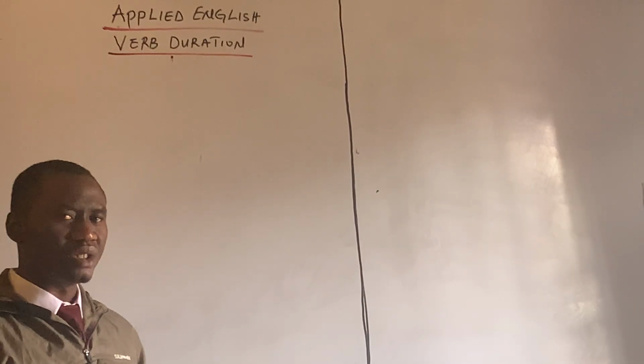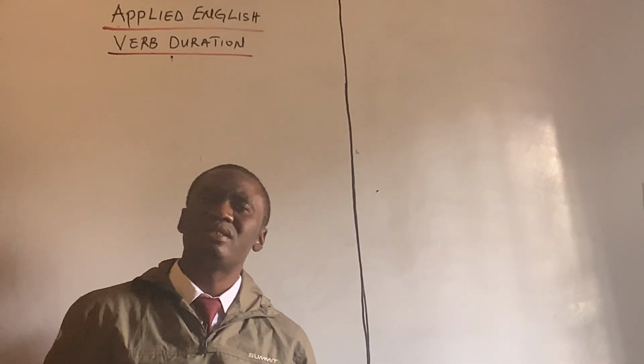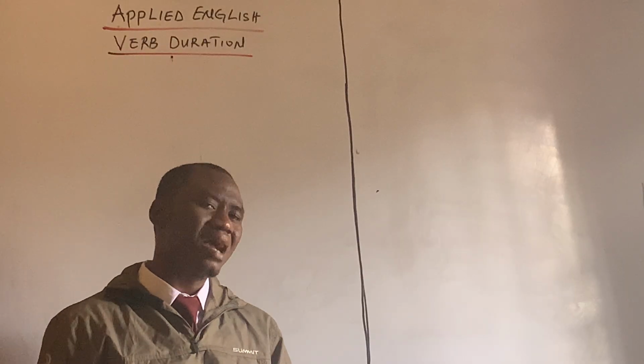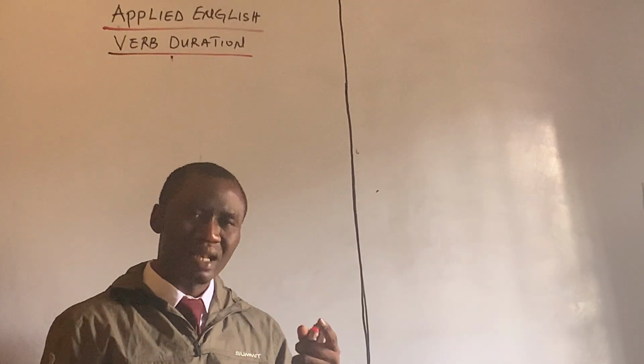What is verb duration? Verb duration is simply how long an action or a state lasts.